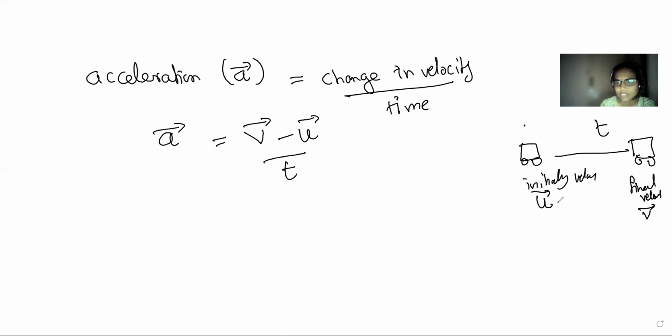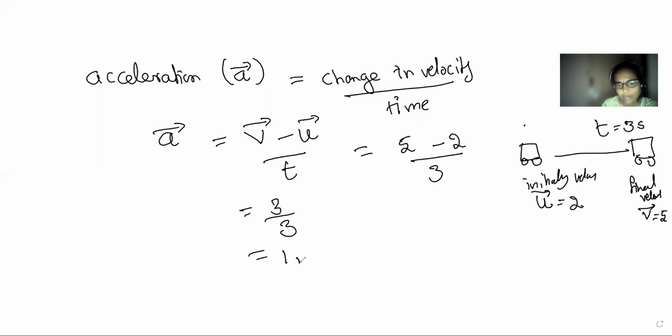Suppose imagine initially it is starting from 2 meter per second, and finally it reaches 5 meter per second in a time of, let us take, 3 seconds. What is the acceleration? Finally it is 5 meter per second, initial is 2 meter per second, divided by time, which is 3 seconds. So we can write 5 minus 2 is 3, divided by 3 gives you 1. Acceleration will be 1. What is the unit?